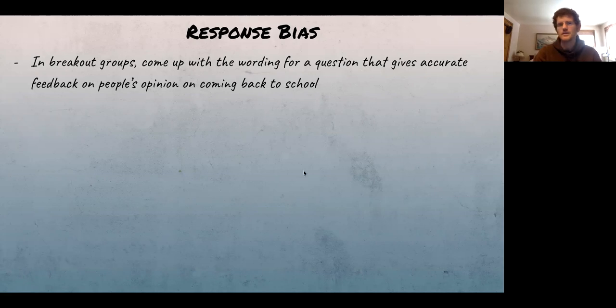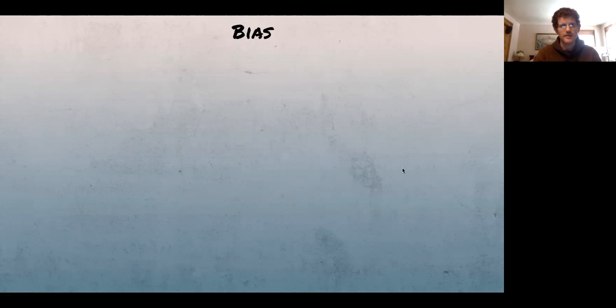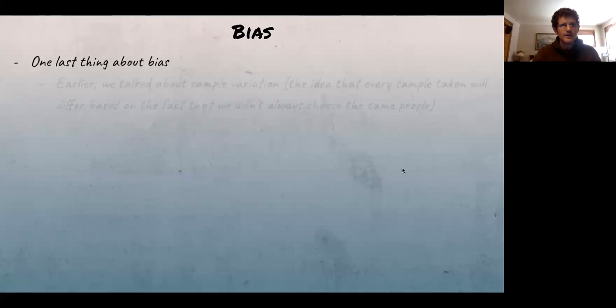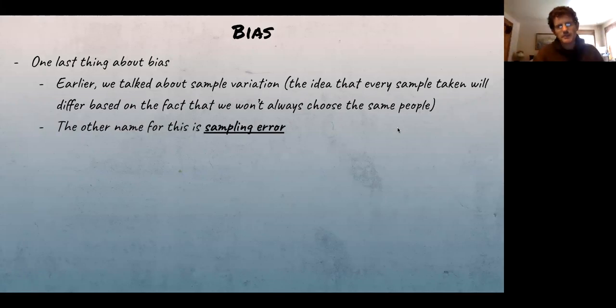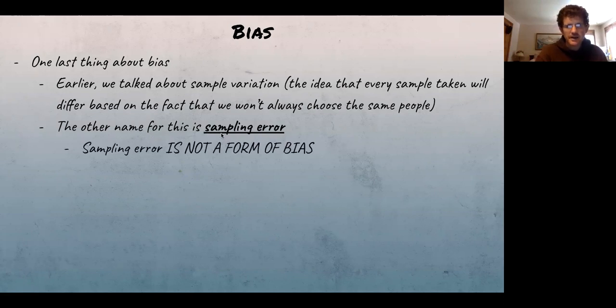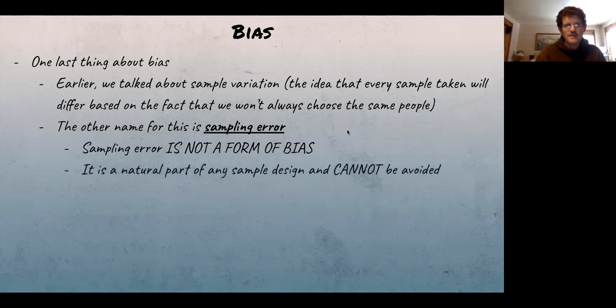All right, I'm not going to spend any more time on this. We need to wrap this up. Okay, one last thing about bias. We talked about sampling variation. And if I pick a bunch of different samples, it's going to include different people each time. We know that. So we're going to get different results. And that is called sampling error. This is not a form of bias. It's called sampling error, and it's not a very good name for it. Sometimes sampling variation is used, and I use that right there. It is a natural part of sampling design and cannot be avoided.